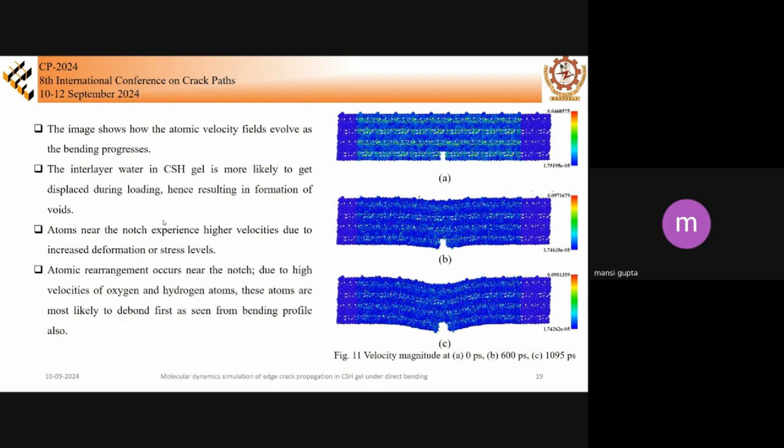The image shows how the atomic velocity fields evolve as the bending progresses. The interlayer water present in CSH gel is more likely to get displaced during loading, hence resulting in the formation of voids. The atoms near the notch experience higher velocity due to the increased deformation or stress levels. Atomic rearrangement occurs near the notch due to high velocities of oxygen and hydrogen atoms. These atoms are most likely to debond first, as seen from the bending profile also.